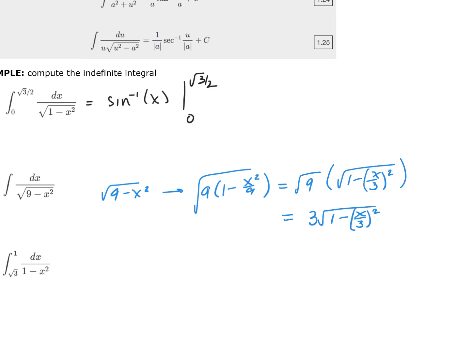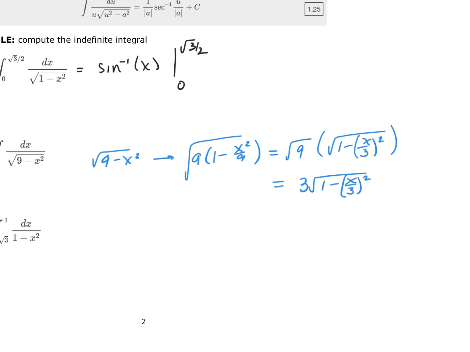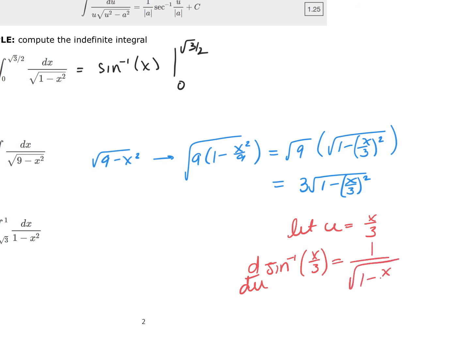Then you can see why up here, when we have a squared minus u squared, we end up with u over the absolute value of a. Now, this allows me to say, hey, let u equal x over 3. This is why we do the whole d/du thing. Because I know when I take the derivative of the sine inverse of x over 3, it is going to be 1 over the square root of 1 minus x over 3, the quantity squared, multiplied by the derivative of x over 3, which is 1/3.